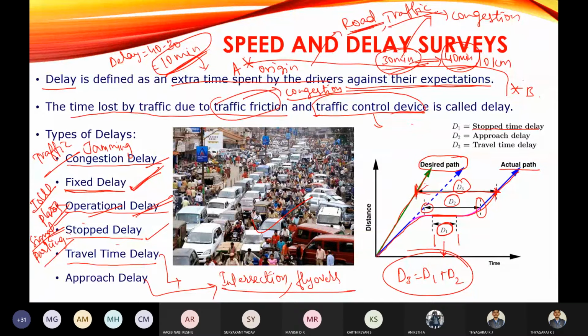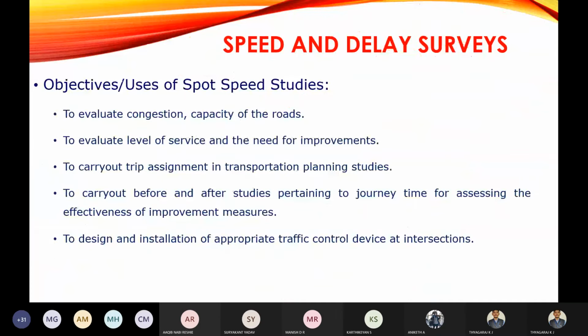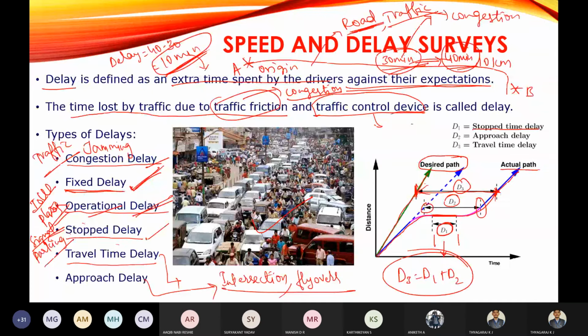So next we will move to what are the objectives. I hope it is clear, right? Is it clear? Delay. So kindly answer. You can unmute yourself and you can answer me. Is it clear? Or you can leave a message in the chat section also. Is it clear?